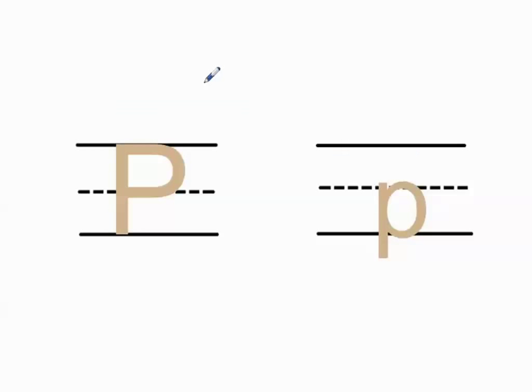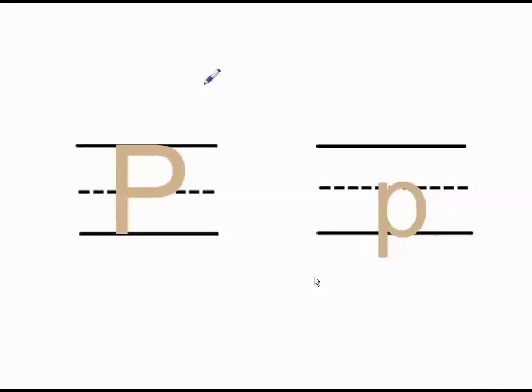Now, we want to write this P sound. How do we write it? Let's see together. We're going to start with the capital P. We're going to start from the upper line down with a straight line and then do a curve. Very good. So it's down and then curve.